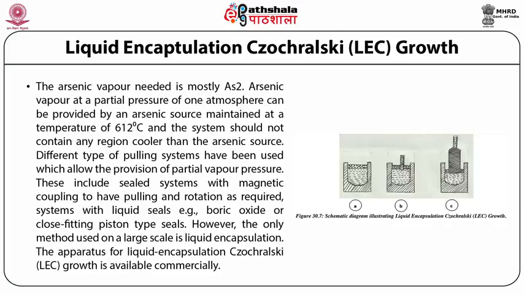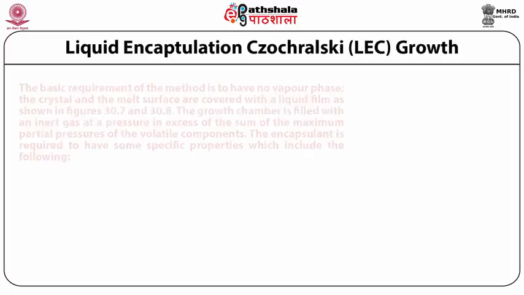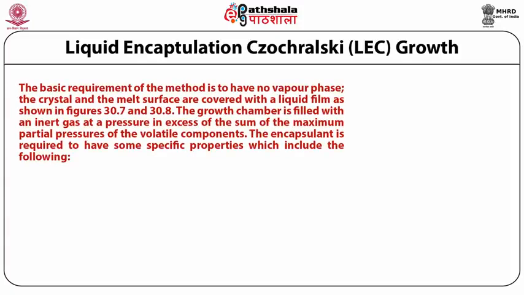Figure 30.7 is a schematic diagram illustrating liquid encapsulation Czochralski LEC growth in stages as shown by A, B, and C. The basic requirement of the method is to have no vapor phase. The crystal and the melt surface are covered with a liquid film as shown in figures 30.7 and 30.8. The growth chamber is filled with an inert gas at a pressure in excess of the sum of the maximum partial pressures of the volatile components.